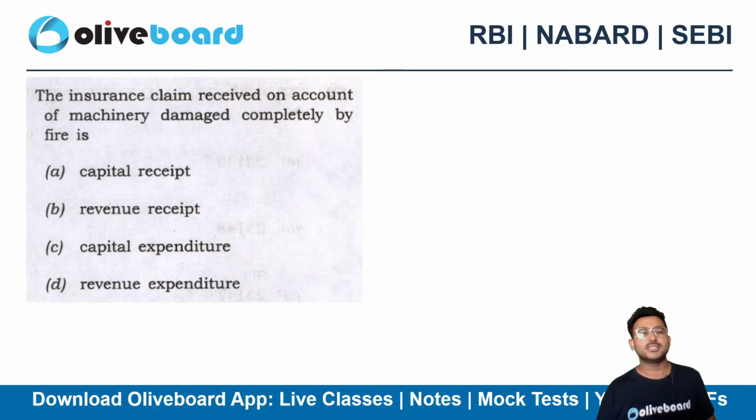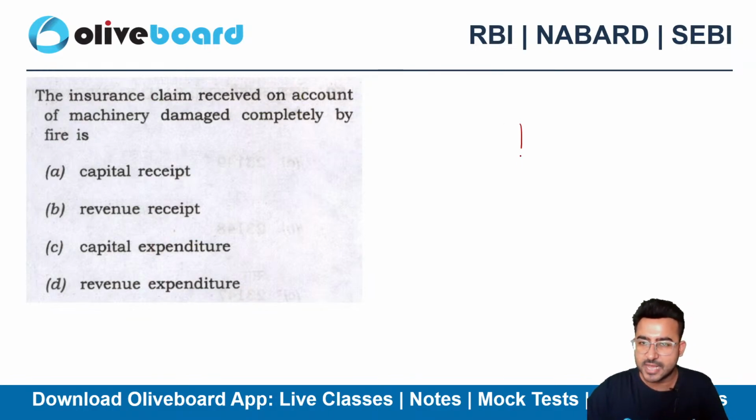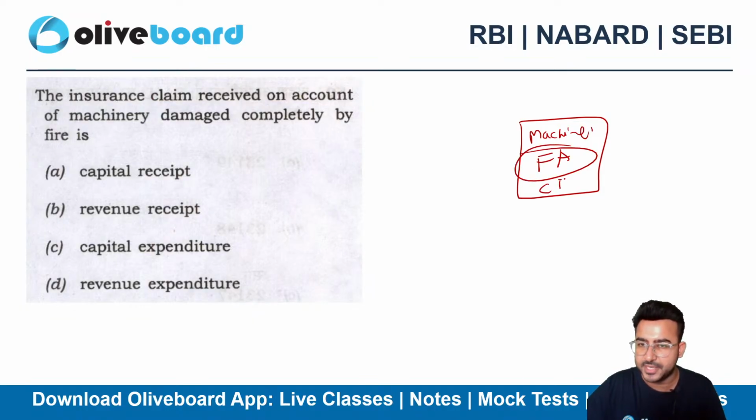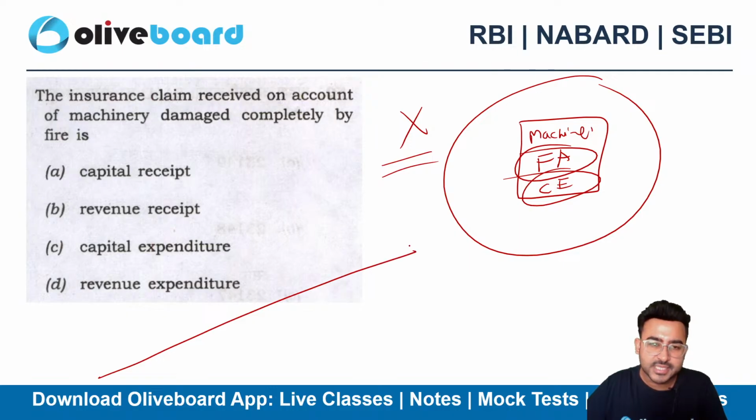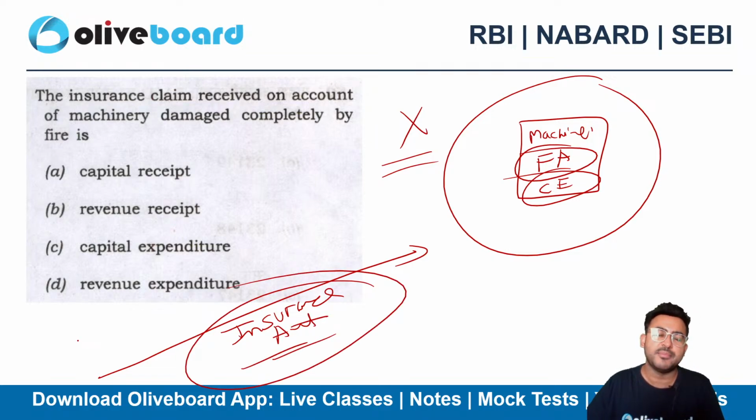Next question is the insurance claim received on account of machinery damaged completely by fire. Let's suppose I was having a machine. Now this is a asset, this is a fixed asset in my business, this is a capital expenditure, right? I have done a capital expenditure, I can say that. So let's suppose this machinery is destroyed because of fire or because of earthquake. I'll be receiving insurance amount. I'll be receiving insurance claim. I'll be receiving because this particular machinery was insured.